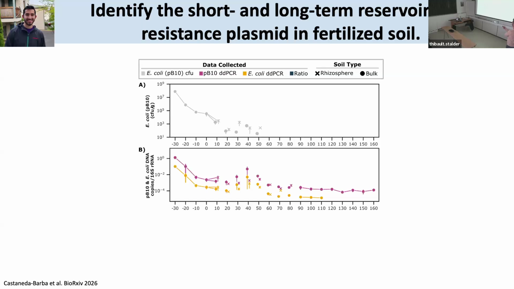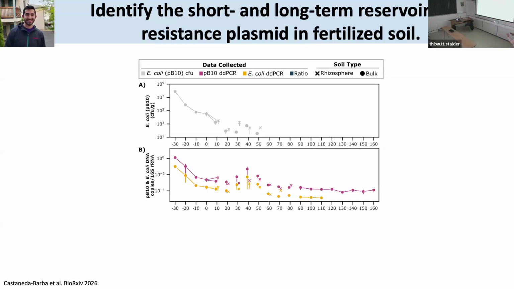In parallel, we did the same with ddPCR with probes, primers and probes targeting specifically the E. coli, and primers and probes targeting the pB10 plasmid. The yellow is the host, this E. coli, and you can see again a decline, a little increase, and then suddenly the host went below our detection limit. But for the plasmid, we detect the plasmid all along the way, suggesting that maybe the plasmid transferred to a new host. But also, we don't know, it could be just plasmid in the soil. We don't know how long plasmid could stay in the soil like that.